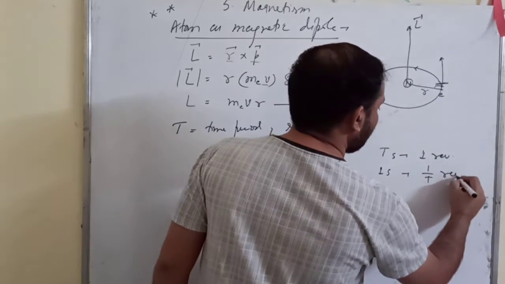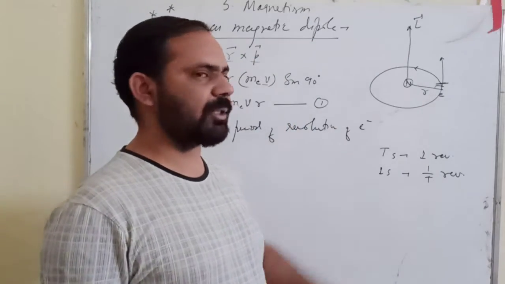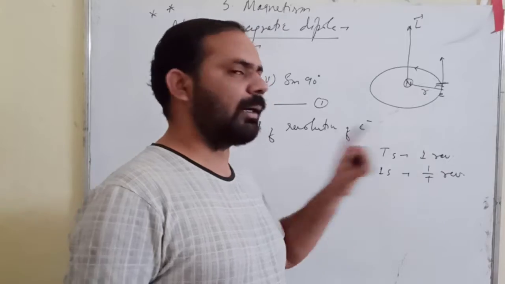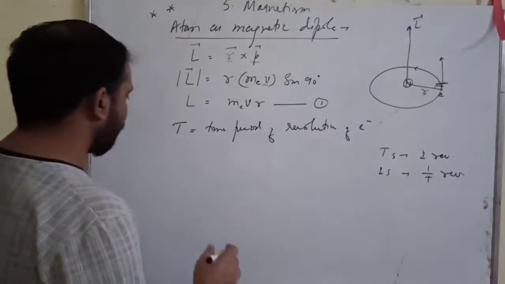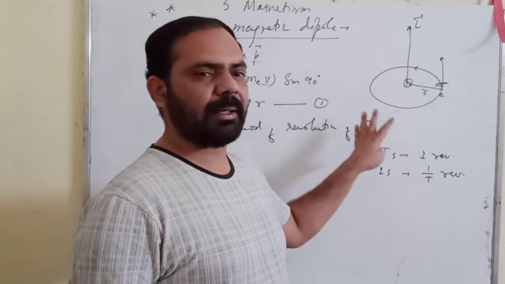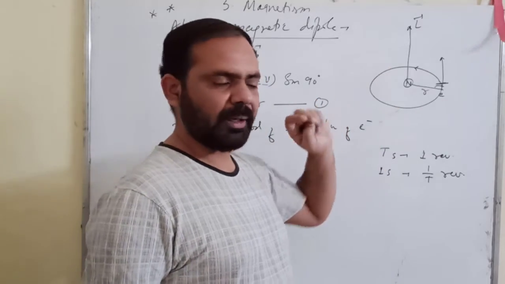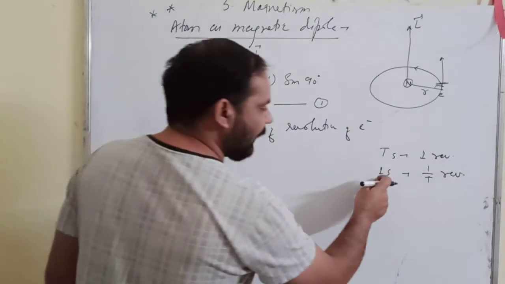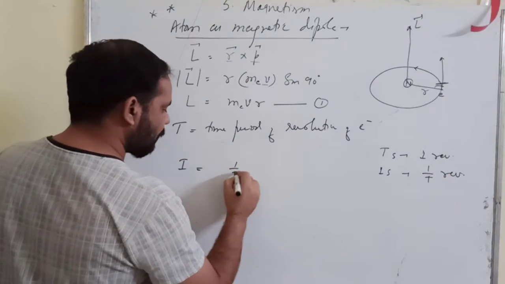1 upon T revolutions. So per second, how many times does it cross this point? It is 1 upon T times. So what will be the current flowing through it, I? How much is the current flowing through this circular path? It is the number of times the electron crosses a point, which is 1 by T.